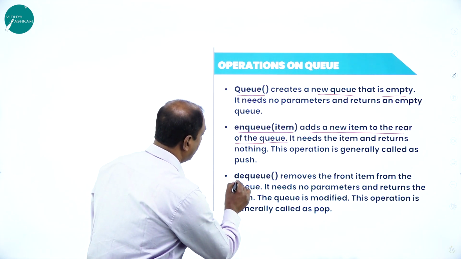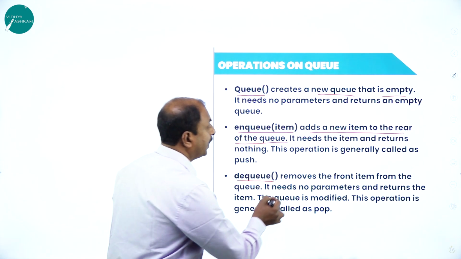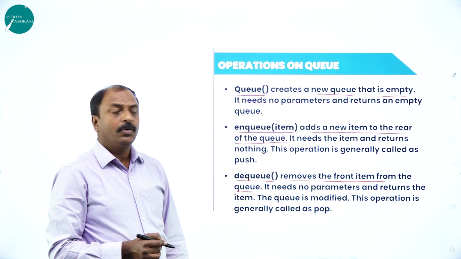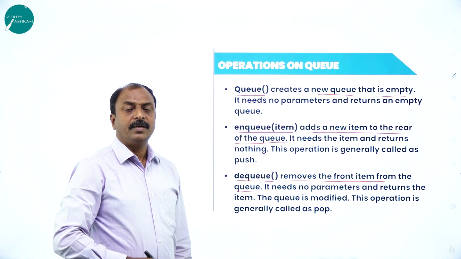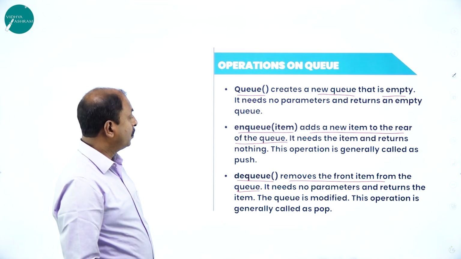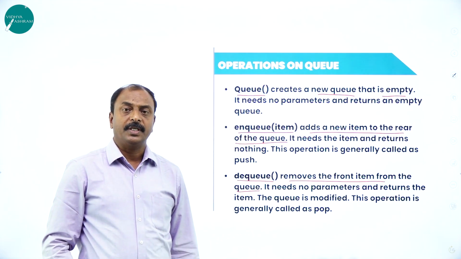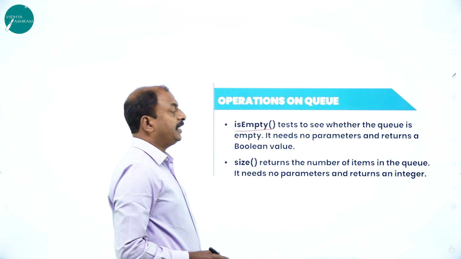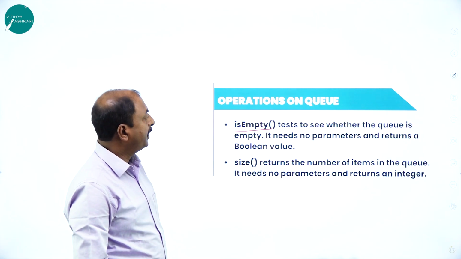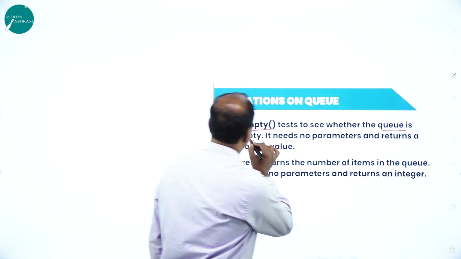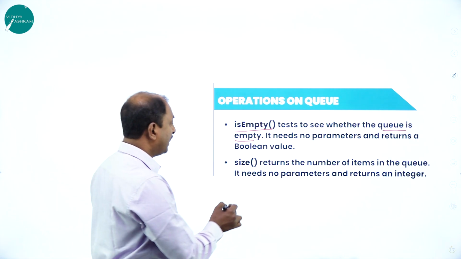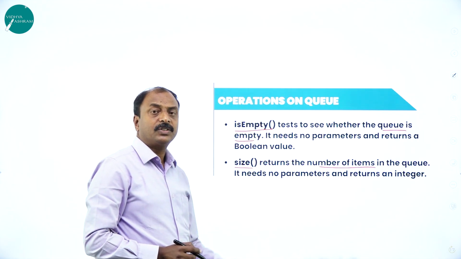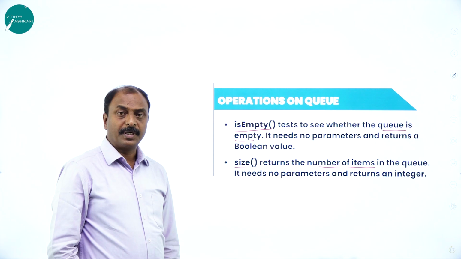Similarly, what is dequeue? It removes a data item from the existing queue at the front pointer. Front is the pointer where the elements are deleted from the queue, so this operation removes the data item at the front. Next is isEmpty, a function that checks whether the queue is empty or not. Next is size. It returns the number of items in the queue, that is, the size of the queue. So these are the different operations on a queue.